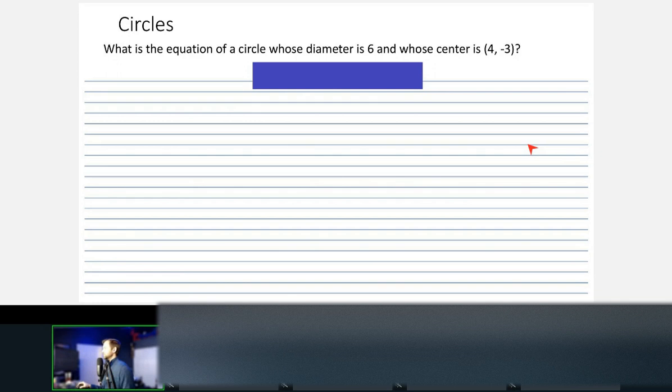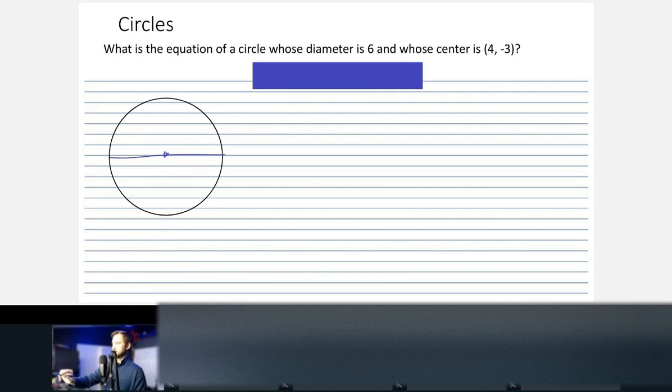Yeah, write the equation of a circle, and maybe even draw a diagram. Anybody think about drawing a picture? So we have the diameter being 6. If you draw that picture, from here to here, let's say that's the diameter. That's a distance of 6 units, right? Yeah, that's 6 units.